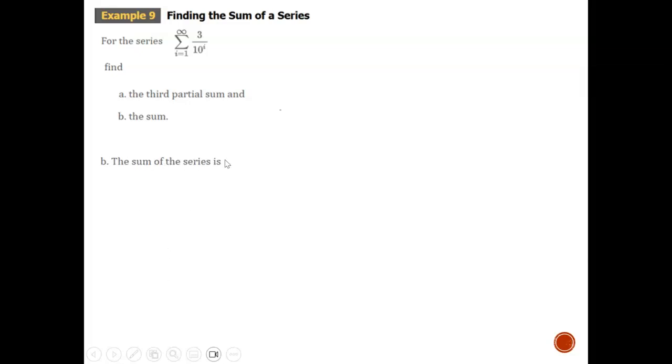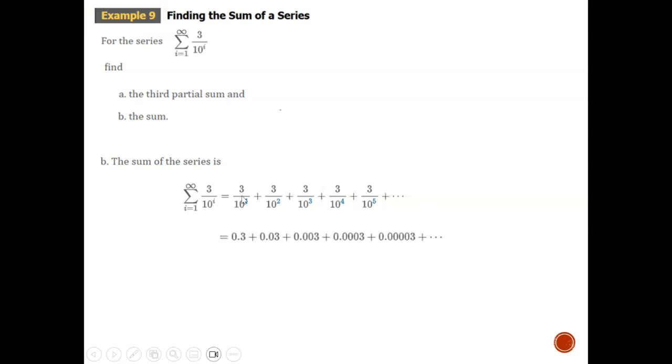So here, guys, I'm going to go until I find a pattern. Here I stop at 5, because this will give us 3 over 10 to the first power plus 3 over 10 squared plus 3 over 10 cubed plus 3 over 10 to the fourth power, and so forth. It just keeps going. The next one will be 3 over 10 to the 6th power, 3 over 10 to the 7th power, and so forth.